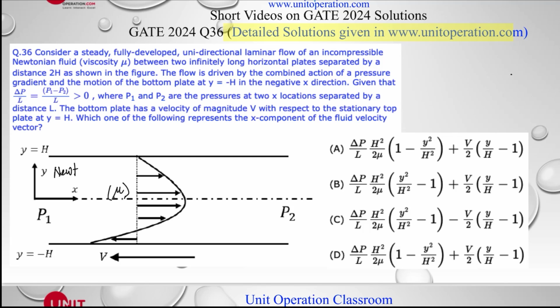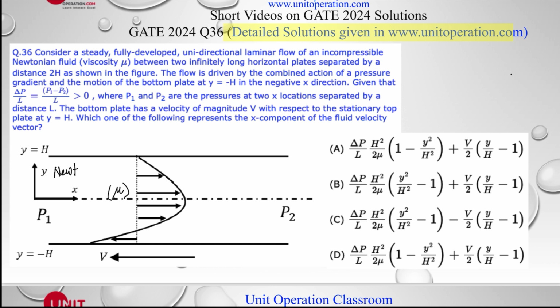2024, question 36. Consider a steady, fully developed, unidirectional, laminar flow of an incompressible Newtonian fluid. So this is my direction of flow. That makes life easy. The flow is between two infinitely long horizontal plates. This is my top plate and this is my bottom plate, separated by a distance 2h.